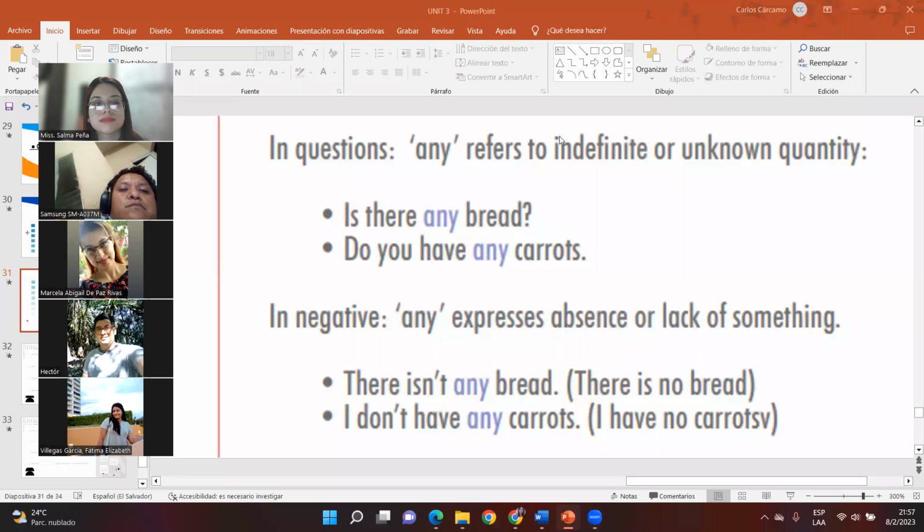So any use only in question, in negative, don't use positive. Exactly. Perfect. You only can create questions and negative sentence, but positive, no. We cannot create positive sentence. When we use it in negative sentence, it's the absence or the lack of something. Like you say, there isn't any bread. There is no bread.